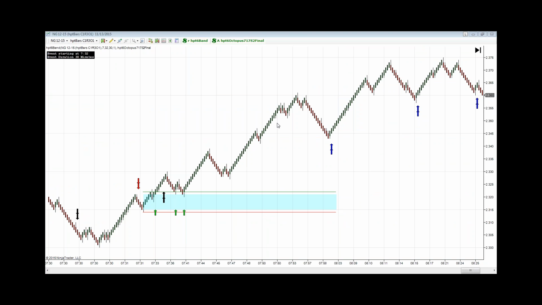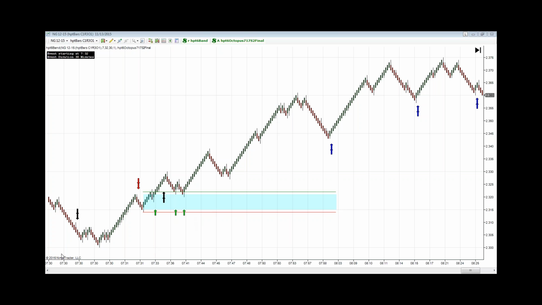Now, the thing I'd like to point out too is this octopus that's looking at all the indicators in the background. You don't have to have a single indicator up on this chart. It'll go ahead and actually find the trades using the indicators in the background and signal those and take them.